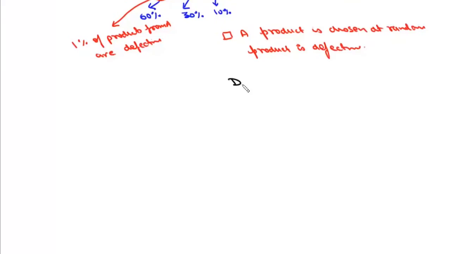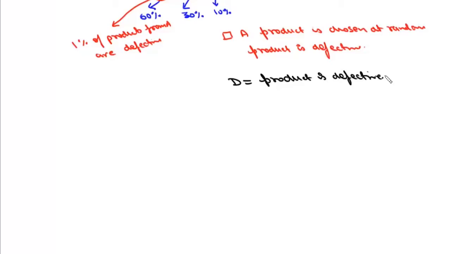So we write this as some event, say D, and this event is product is defective. Now, how do we calculate this probability that product is defective? Now, probability of getting a defective product is different for all the machines: machine A, machine B and machine C. Therefore, this probability of choosing a defective product is going to depend on whether it has come from machine A or machine B or machine C.